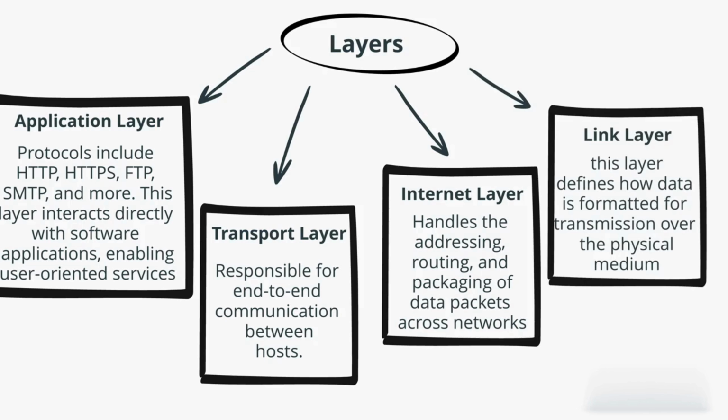4. Link layer, also known as the network interface layer. This layer defines how data is formatted for transmission over the physical medium, e.g., Ethernet, Wi-Fi. It deals with physical addressing, MAC addresses, and error detection.